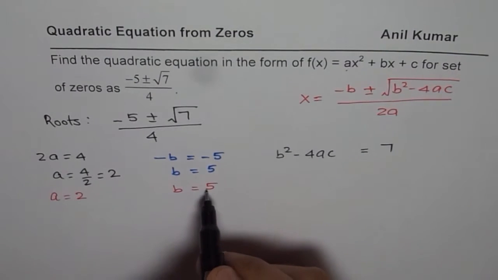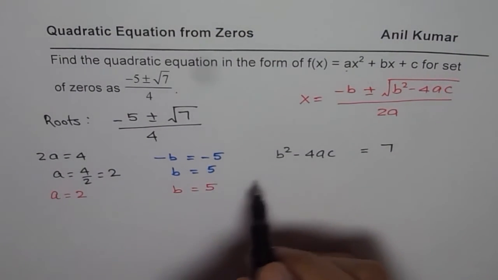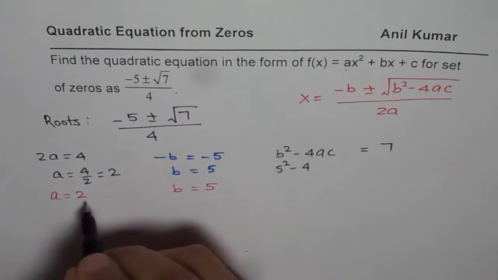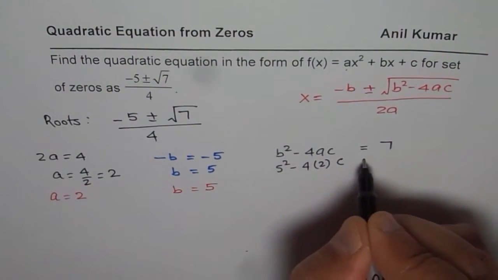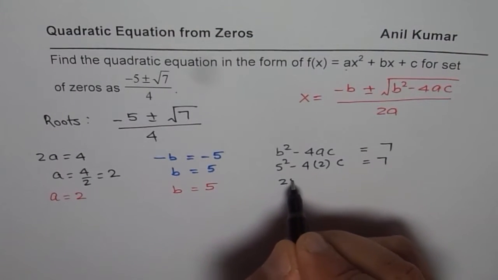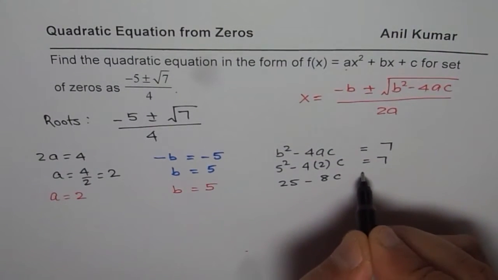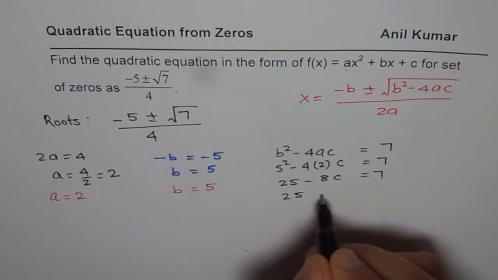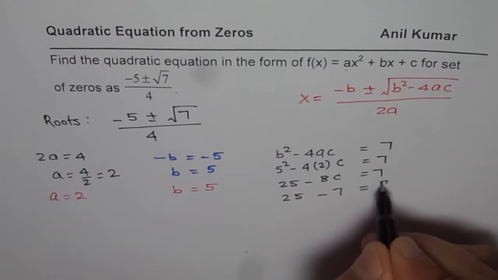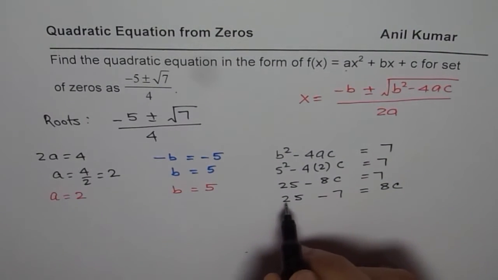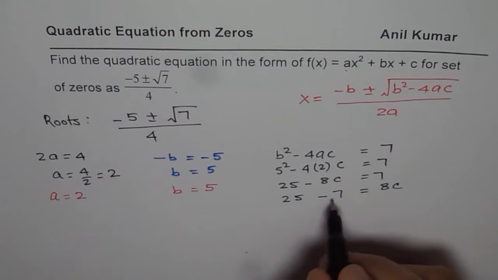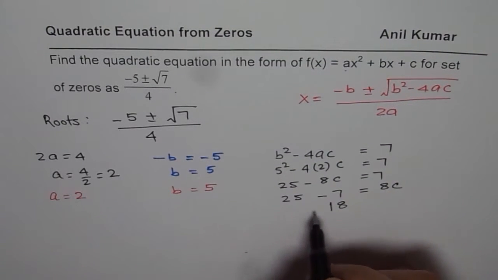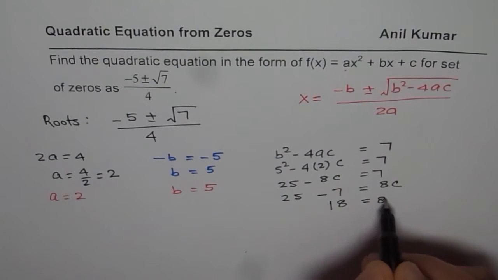Now what is b? b is 5, a is 2. Let us substitute these values here. So we get 5 squared minus 4 times a, which is 2, times c, equals 7, or 25 minus 8c equals 7. Now we can solve for c. We have 25 minus 7 equals 8c. So when you take away 7 from 25, what do you get? 18, right? So 18 equals 8c.